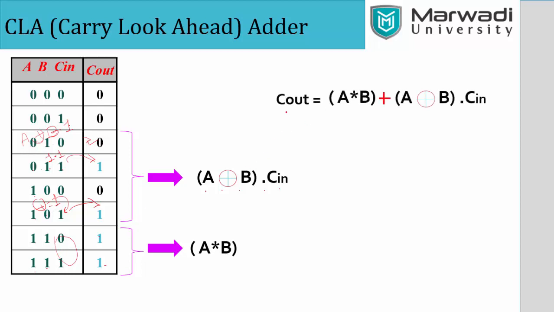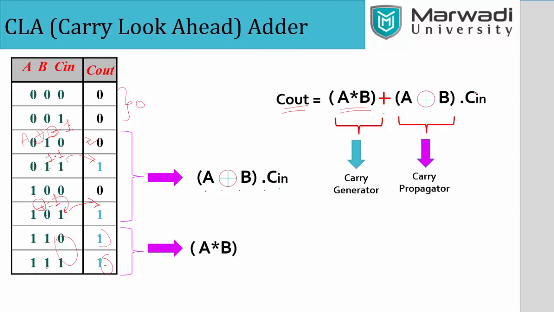Now when I put it over here, the carry out depends upon A dot B plus A XOR B dot C in. For these two conditions it always remains 0, so there is no need for them. So A and B plus A XOR B dot C. This is what we call the carry generator, that means it will generate a carry, and this we call the carry propagator. That means the carry you have as the input will propagate to the output. That's why we call it the carry propagator. In general, C out is a combination of G for generator, P for propagator, and the carry in.